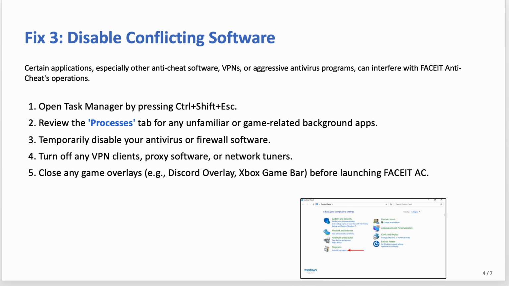After that, guys, disable the conflicting software. For this, open your taskbar, review the processes and temporarily disable your antivirus and the firewall. Also turn off any VPN clients. Then close any game overlays like Discord overlay and Xbox Game Bar before launching your Faceit AC.